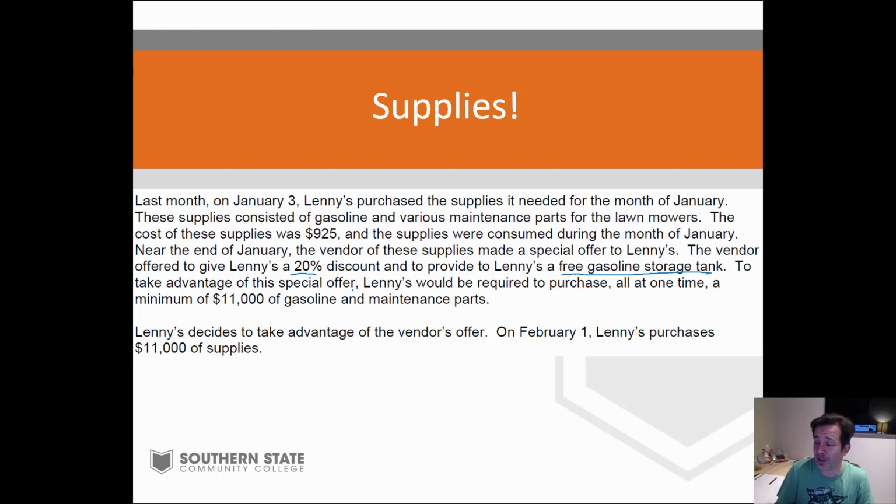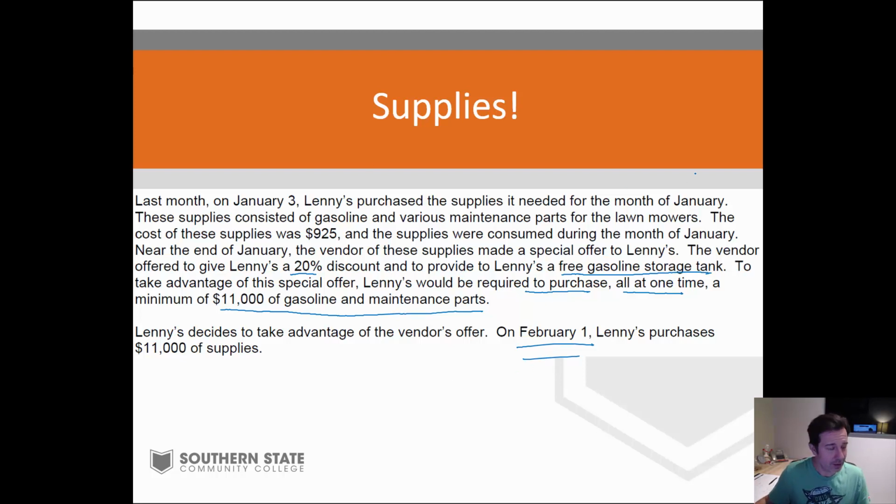To take advantage of the offer, we are required to buy all at one time $11,000 of gas and maintenance part. Holy smokes, $11,000 worth of supplies. We can't possibly use them all in the month of February, so we're going to have an asset here. Lenny's decides to take advantage of the offer. On February 1, he buys $11,000 worth of supplies from the vendor.